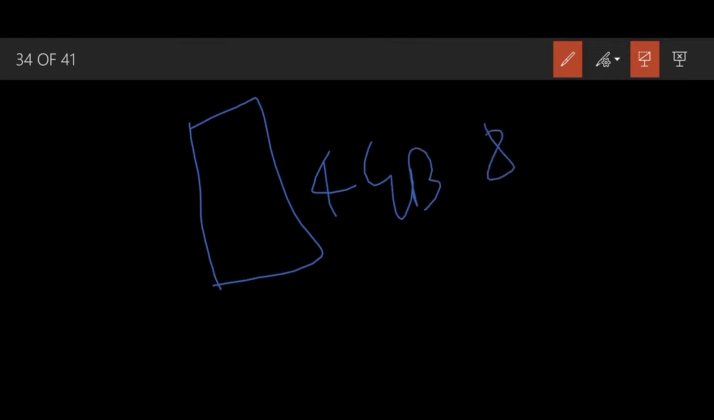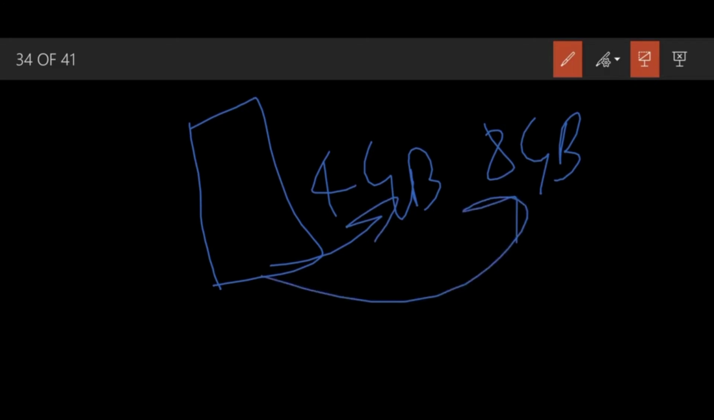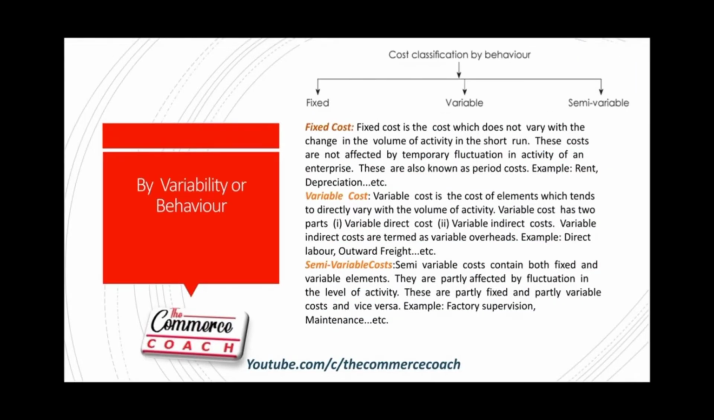Like if you see that a phone comes with two variants, 4 GB RAM and 8 GB RAM, the cost for these two variants is different. So the cost is different due to R&D only, but not by a large margin. Only a small difference is there because of R&D.